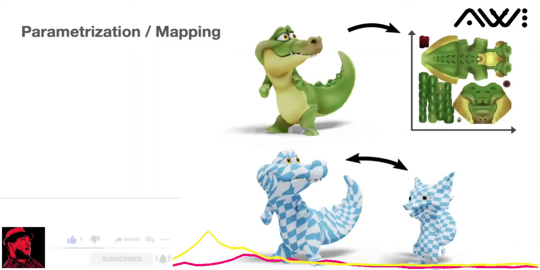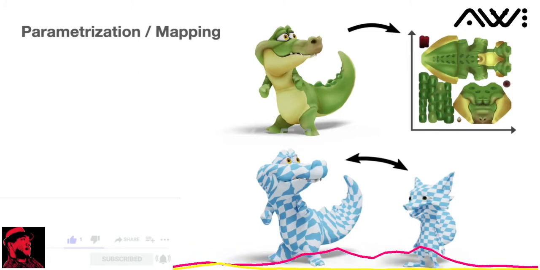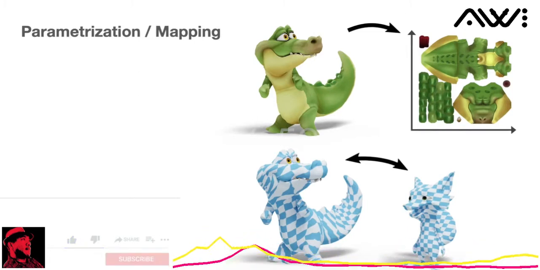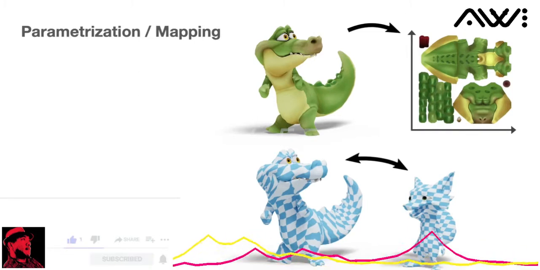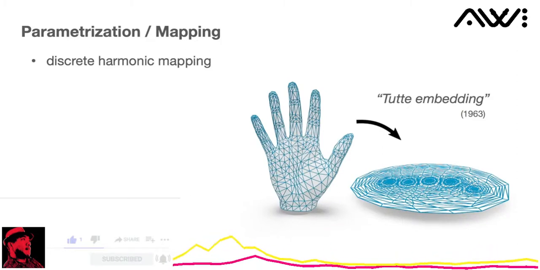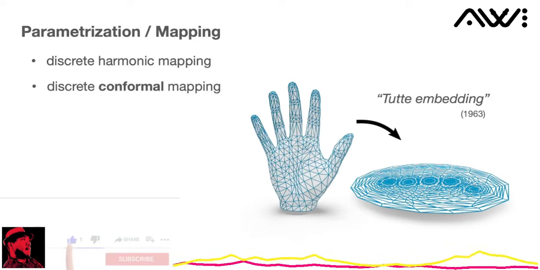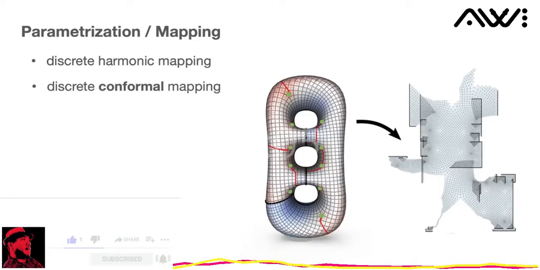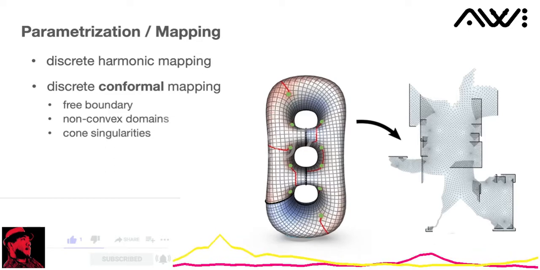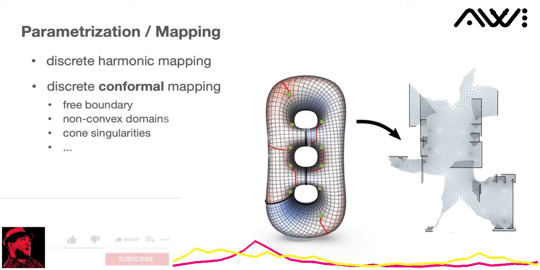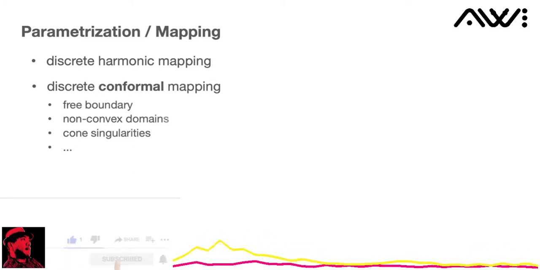Parametrization and mapping are key ingredients in geometry processing. When we need valid results, free of degeneracies and foldovers, good old discrete harmonic mapping is commonly used, one of the very few options with guarantees. An attractive alternative is discrete conformal mapping, which offers complementary features, free boundaries, non-convex domains, cone singularities, etc. However, no fully general and therefore reliable algorithm for that purpose was available.